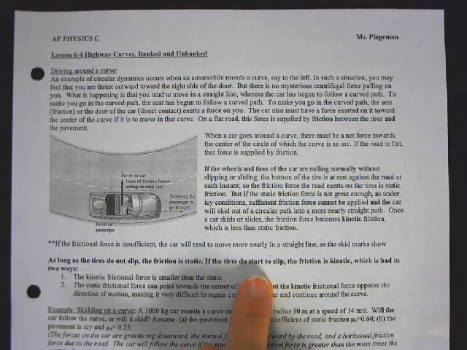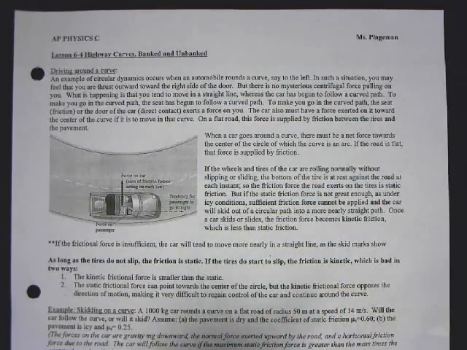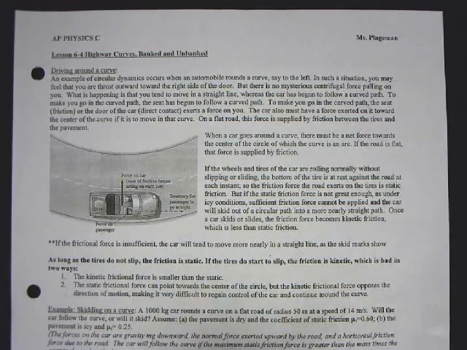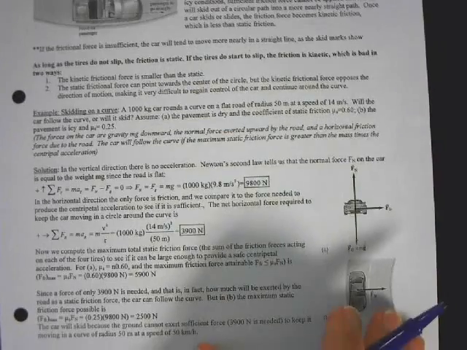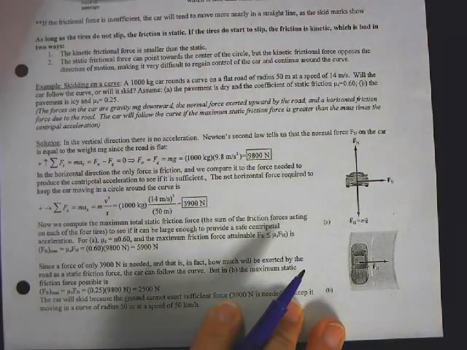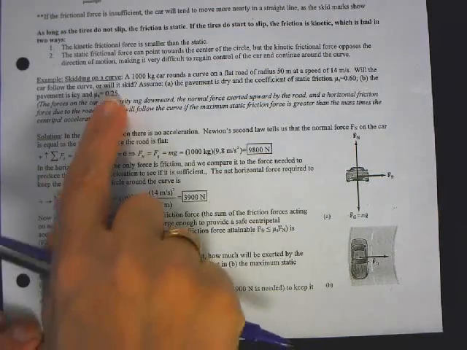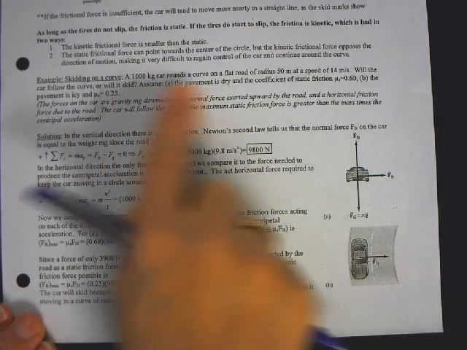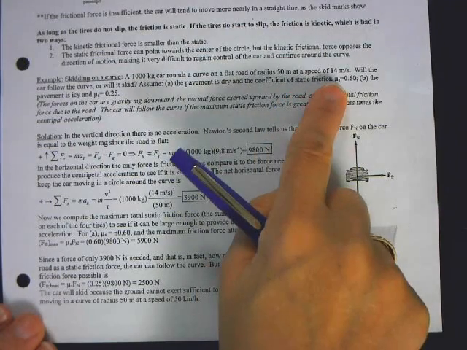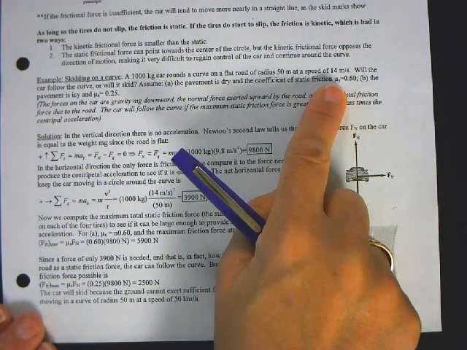So if the tires don't slip, the friction is static. If they do slip, the friction is kinetic, which is bad in two ways. The kinetic frictional force is smaller than the static, and the static frictional force can point towards the center of the circle. So here's our first example with a car where it's unbanked, which is actually easier. It says a 1,000-kilogram car rounds a curve on a flat road, and they tell us the radius, with a speed of 14.